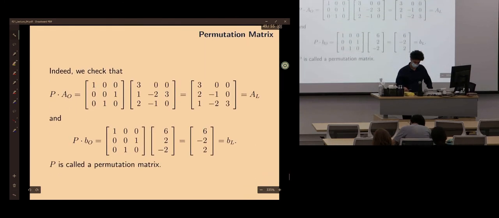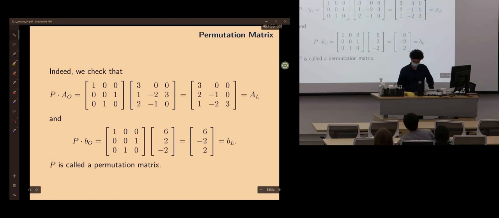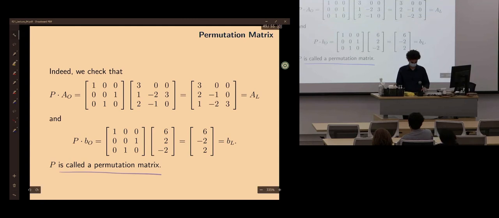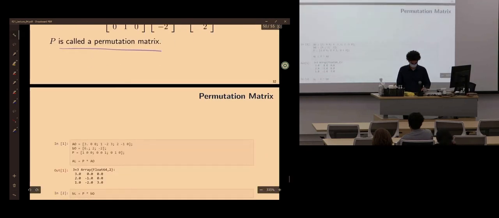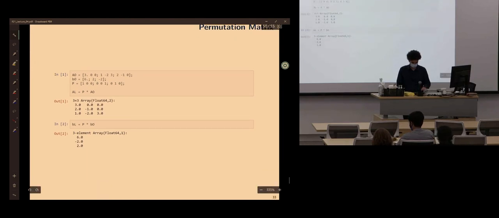The question is, how did this happen? Now, P is called a permutation matrix. These are a very important group of matrices used for reordering, permuting, and rearranging rows of matrices. You can verify this in Julia. You get the same answer by defining all the terms.